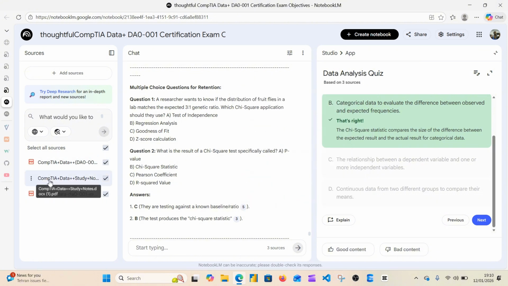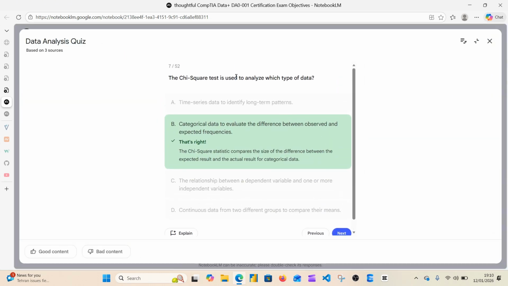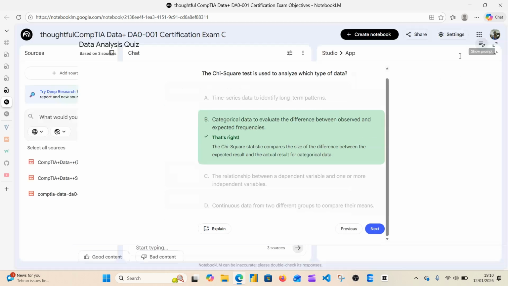Perfect. Great sources. So let me move on to the next question. This was the question I went through, and I got the answer right. But I just wanted to know further about the answer, for you guys listening. That's why I clicked here to explain, and that's what it did.